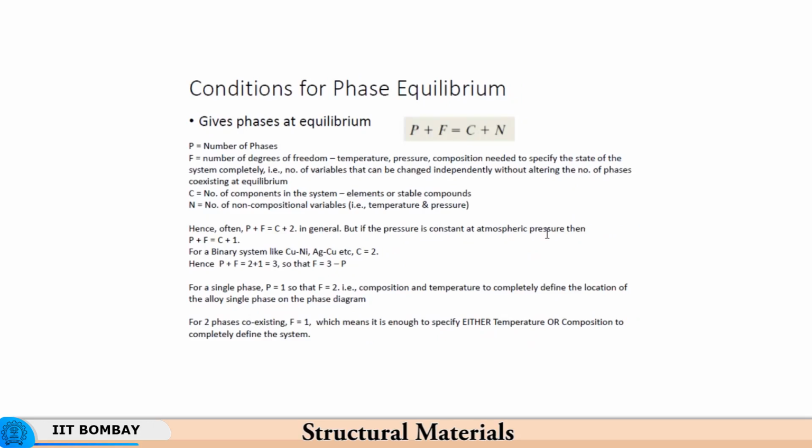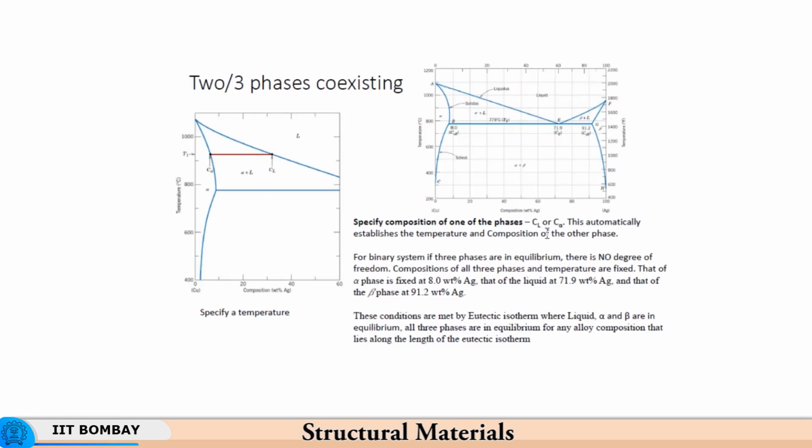So, when you have 2 phases coexisting, as seen from the previous example, you have F equal to 1, which means that it is enough to specify either the temperature or composition. So, if you specify C L and C alpha, which are the chemical compositions of liquid and alpha, then your temperature gets specified automatically. That is because I cannot get the same pair of chemical compositions at any other temperature. If I take a line over here, then these compositions will change, and accordingly the temperature will also change.